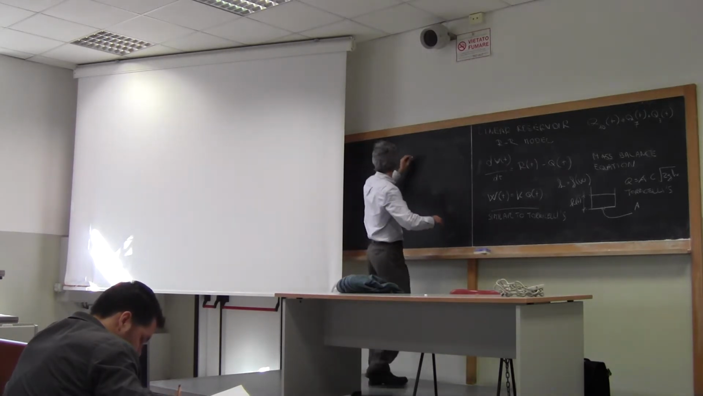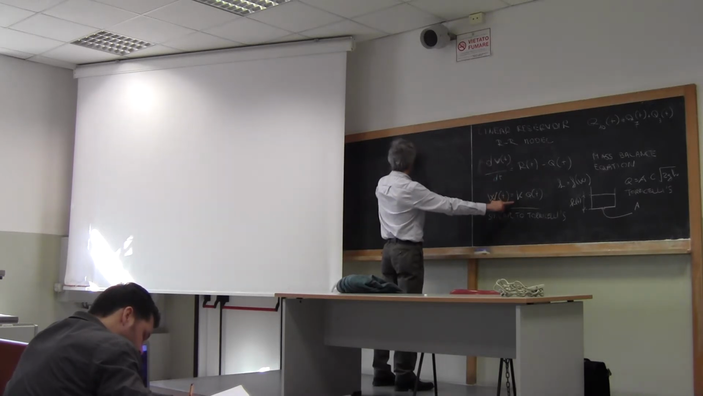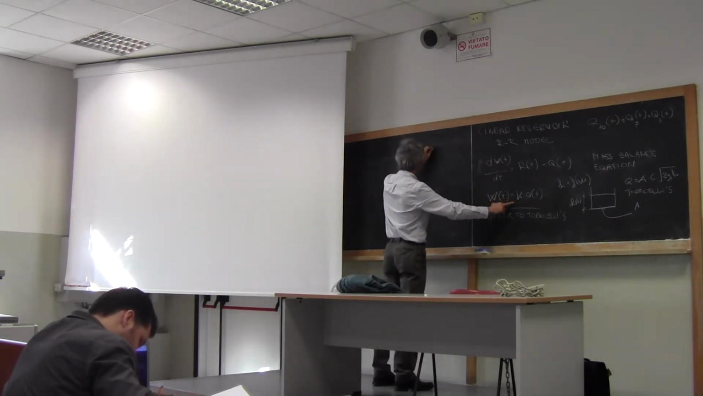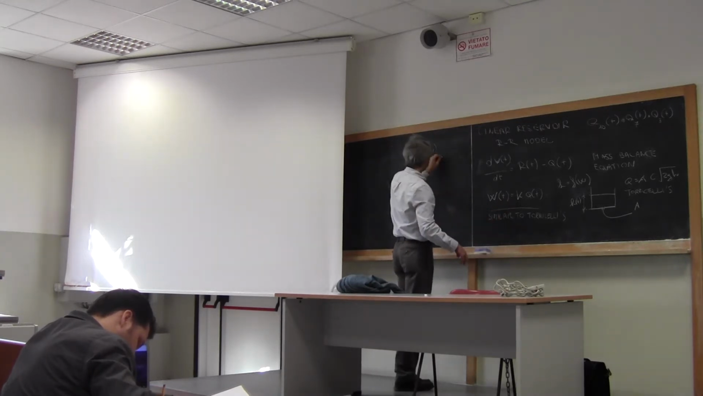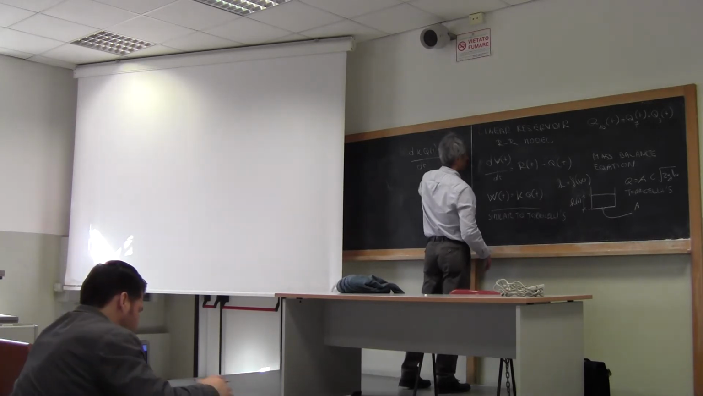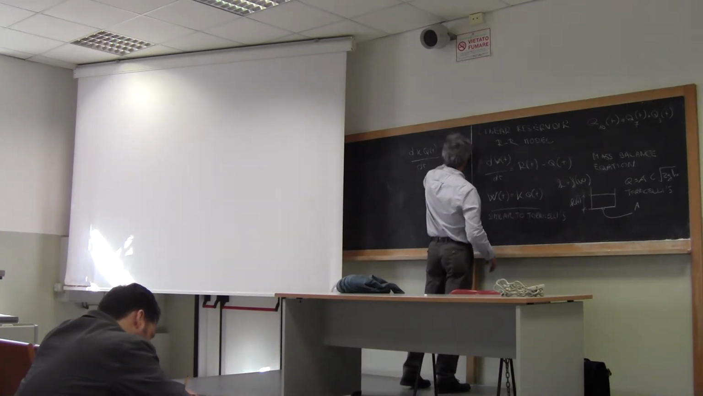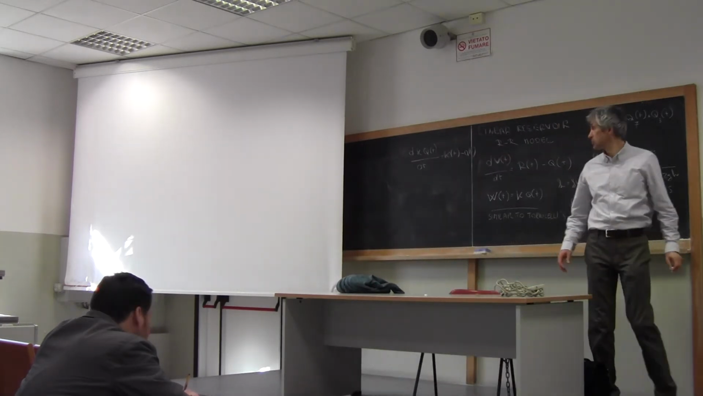Not sure you can see here. So instead of W, K dQ(t) divided by dt is equal to R(t) minus Q(t). This is the differential equation that we have to solve.